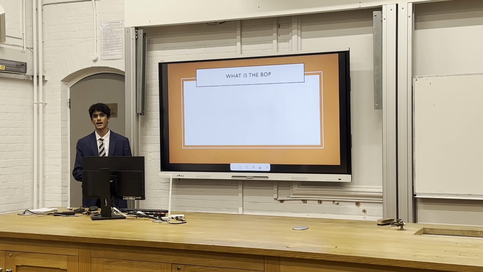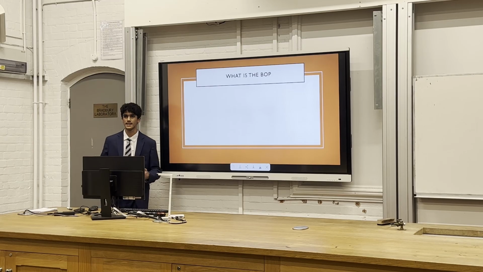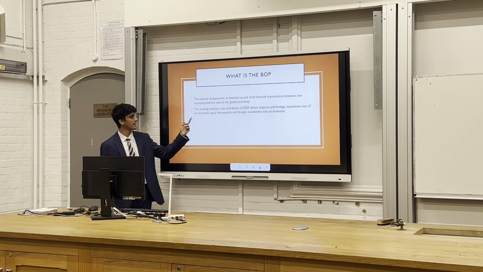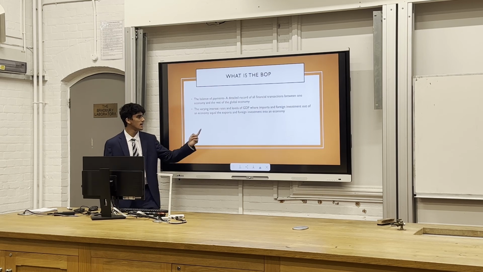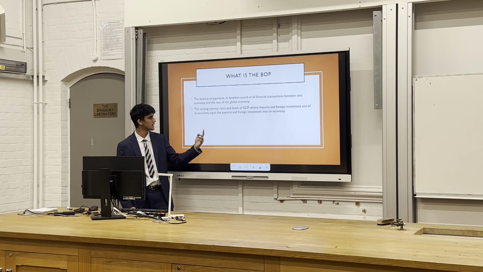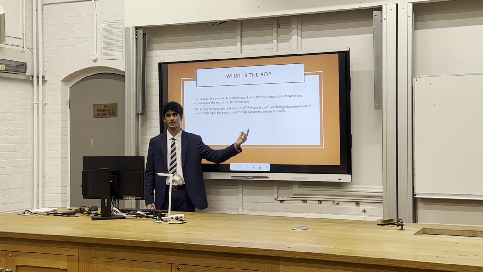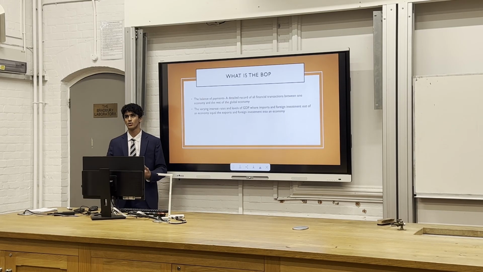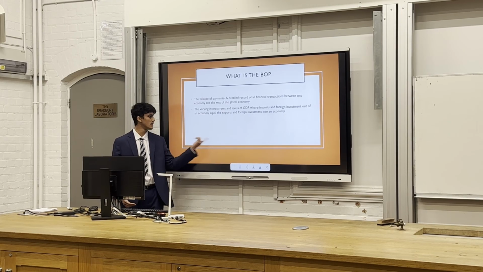So the BOP, we add another curve into the mix now, as well as the LM curve and the IS curve. We have the BP curve. The BOP deals with the international economy, it's the balance of payments. There's the GCSE definition. But this is basically the varying interest rates and levels of GDP where imports and foreign investment out of the economy, which are outflows, is equal to the exports and foreign investment into an economy, which is inflows. So all the money flowing out of your economy into other economies is equal to the amount of money flowing into your economy from other economies. That's what we're saying.